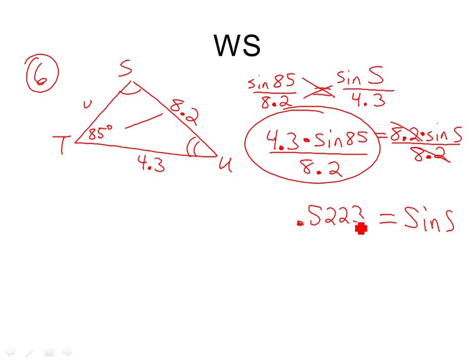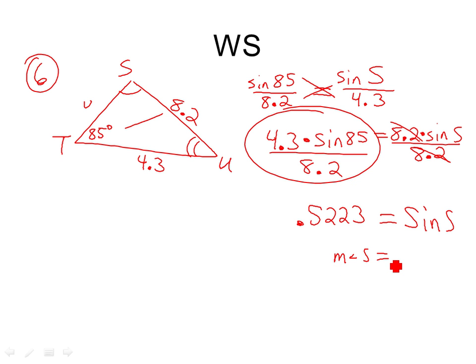Now, are we finished? What do you do now? Once you know sine of S equals that, take your calculator, keep it out, Chloe. We're going to be using it the whole time. What do you do now? When you're looking for an angle, you always hit what? Second. So on your calculator, you hit second, sine, punch in that number, and that should tell you the measure of angle S.